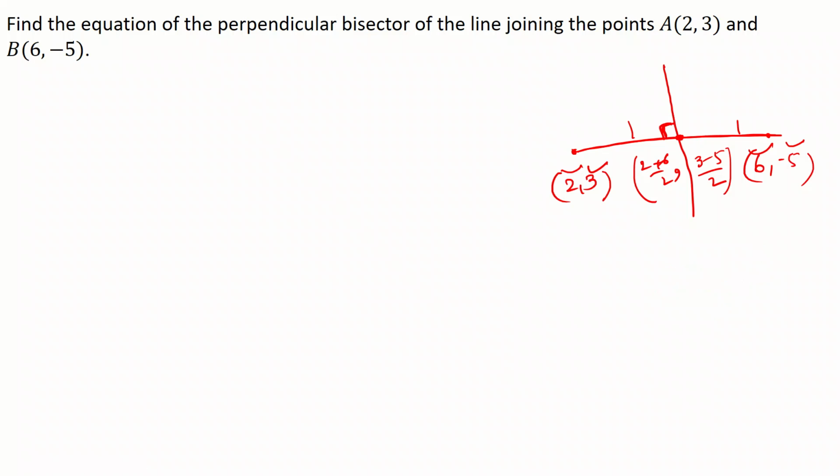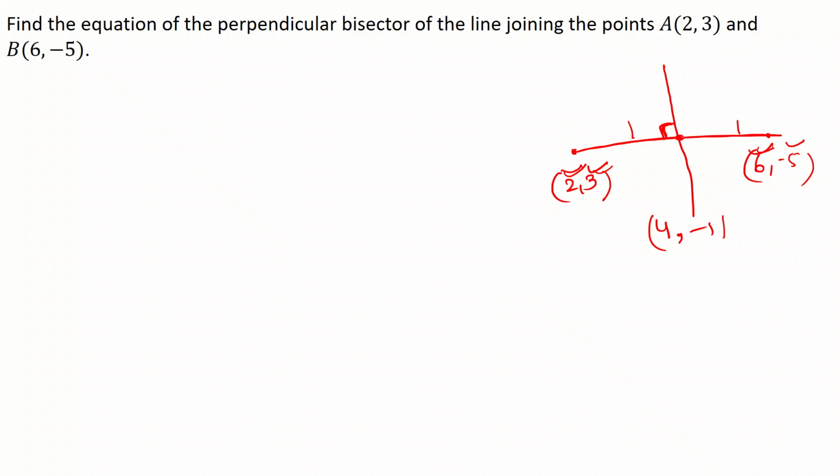If the ratio is somewhat different, 2:5 or 1:3, then you might go by that way. But remember, if it's just the middle point, you add up the x coordinates, divide by 2, and the y coordinates and divide by 2. So you get 4 comma minus 2 by 2, minus 1.